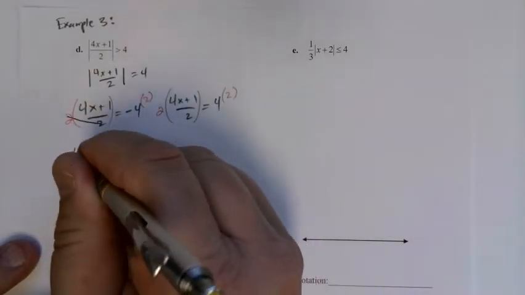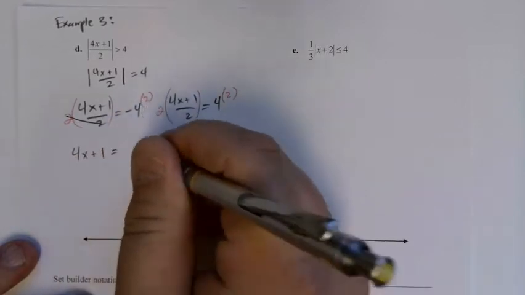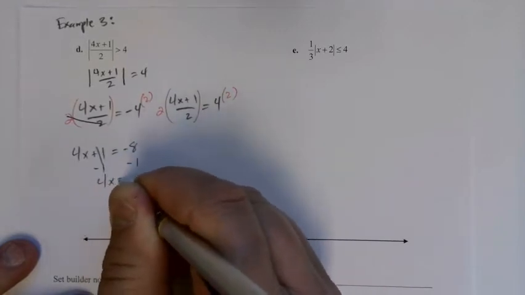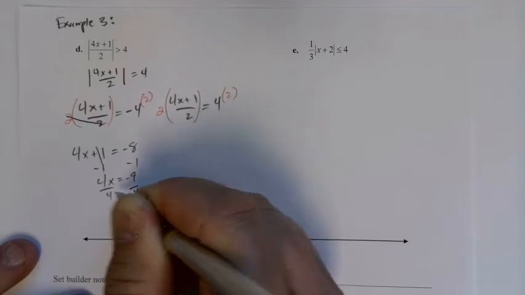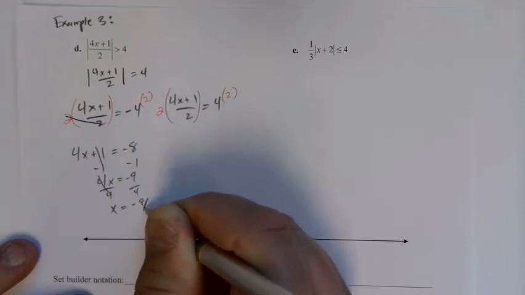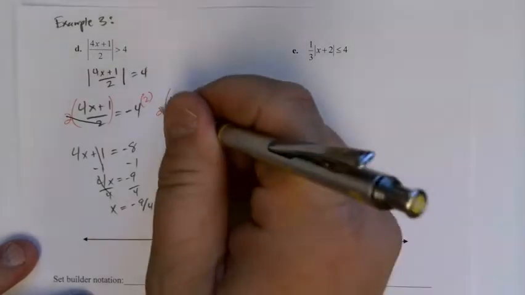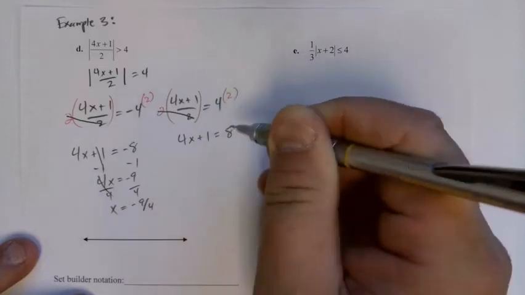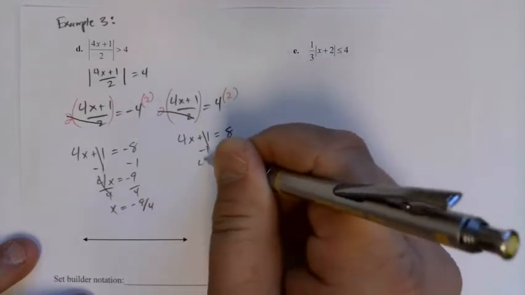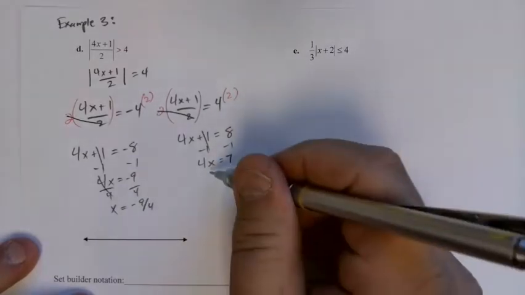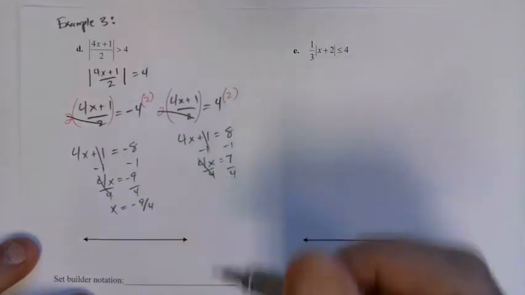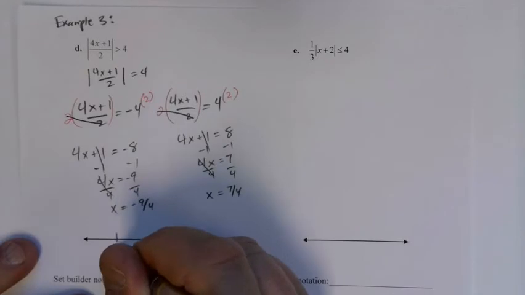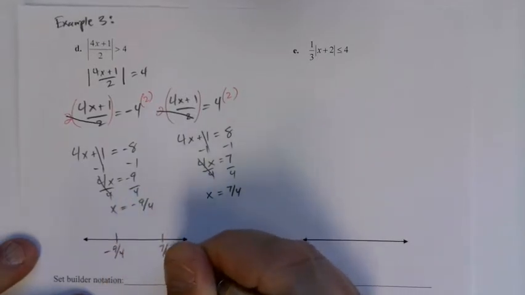So here you'll get 4x plus 1 equals negative 4 times 2, which is negative 8. And then I'm going to subtract the 1 from each side. I get 4x equals negative 9. And I divide by 4. And I get x equals negative 9/4. Cool. Now here, the 2 cancels. I'm multiplying. I get 4x plus 1 equals 8. I'm going to subtract 1 from each side. And again, it gets a little tedious sometimes because you're doing the same thing twice. But because the left side is different, the answers are different. x equals 7/4. So I have on my graph negative 9/4 and 7/4.